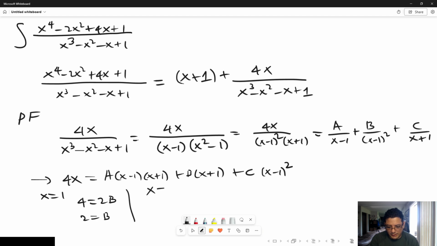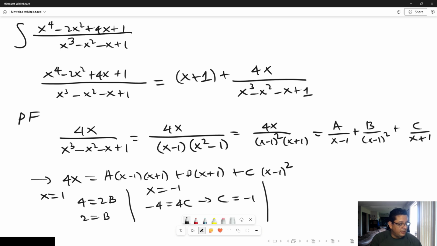And if I do x equals minus 1, then this term goes away, this term goes away, and I get that minus 4 is equal to, here, this is minus 2 squared, which is 4, so 4c. So that implies that c is equal to minus 1.